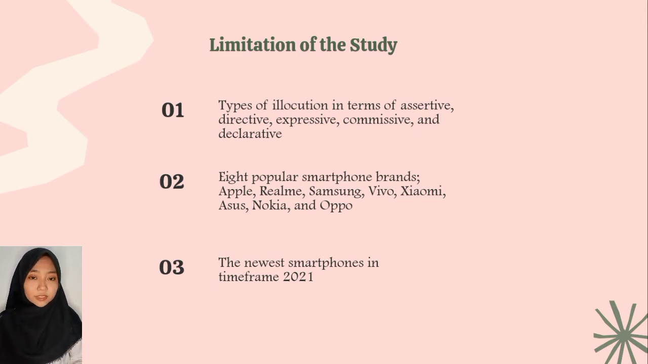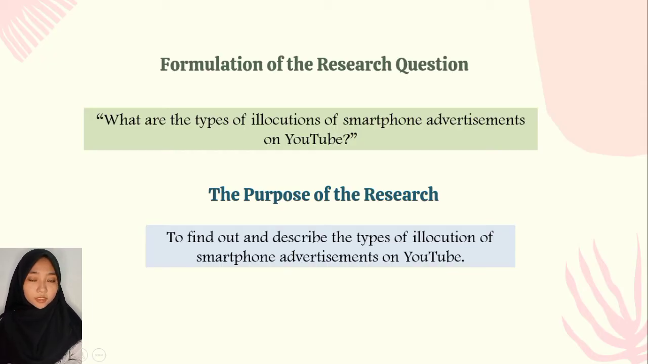In this research, the researcher limits the analysis on the types of elocution in terms of assertive, directive, commissive, expressive, and declarative. The smartphone advertisement is limited to 8 smartphone brands. They are Apple, Realme, Samsung, Xiaomi, Nokia, Oppo, and Vivo. The researcher analyzed the smartphone advertisement in time frame 2021. Next, formulation of the research question.